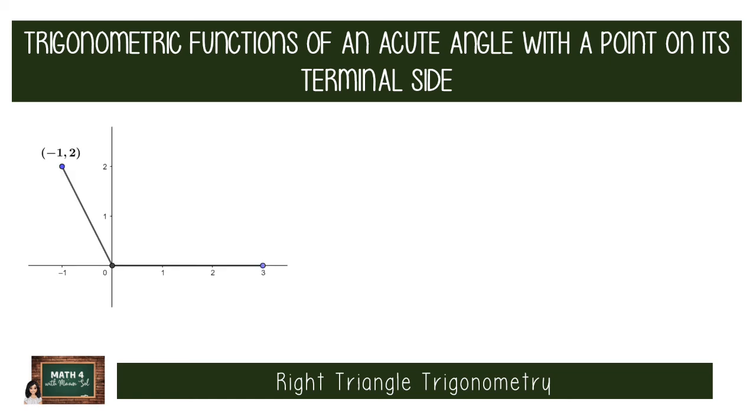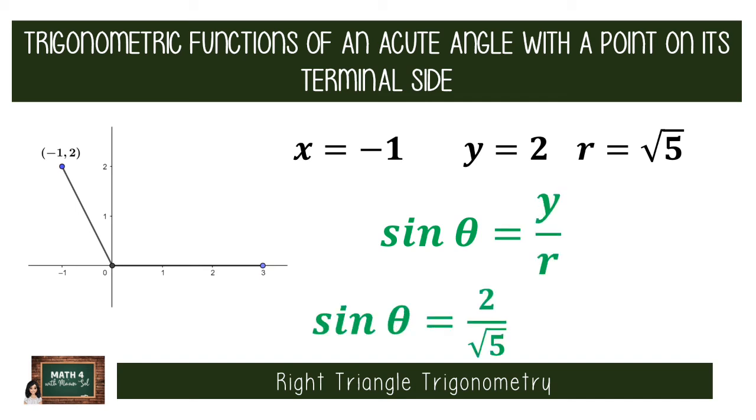As we previously noted, it always helps to write the values of x, y, and r before proceeding with our calculations. So we write x equals -1, y equals 2, and r is equal to the square root of 5. Let us obtain sine theta. Since sine theta is y over r, we simply have 2 over the square root of 5. We should rationalize this by multiplying by square root of 5 over the square root of 5. So it becomes 2 square root of 5 all over 5.